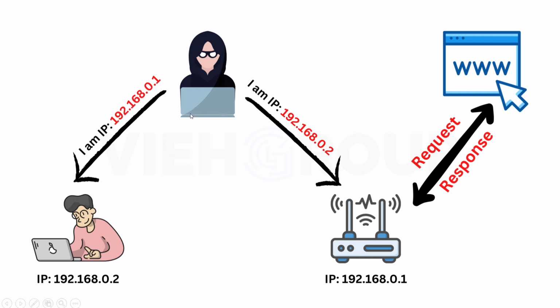The hacker is saying that my IP address is 192.168.0.1, which is the real IP address of the router. And at the same time, he is sending a request to the router that I am the IP 192.168.0.1, that I am the user. Please send all the responses to me.